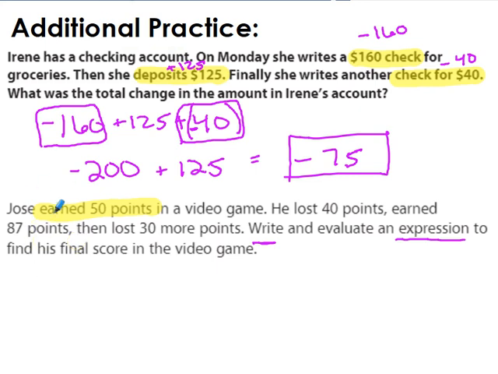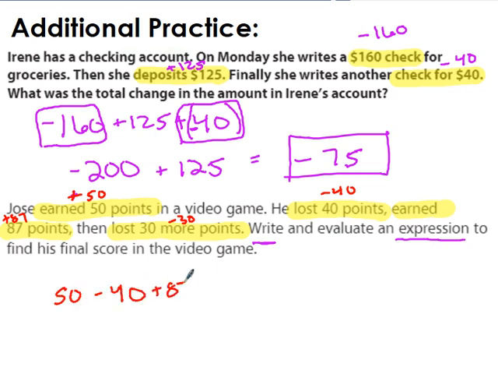So, Jose earned 50 points in a video game, lost 40 points, earned 87, and lost 30 more points. So, let's write what values do we have here. So, earning points is when we add. Now, let's change colors so we don't get them mixed up here. So, earning is when we add 50, lost 40, that'd be minus 40, earned 87, so that's positive 87, lost 30. So again, I have positive 50 minus 40, positive 87 minus 30.